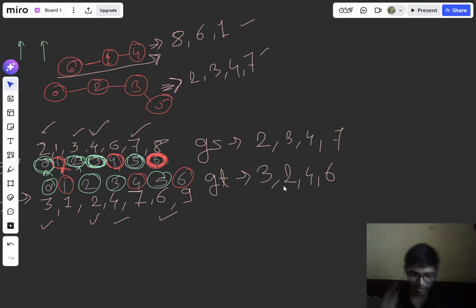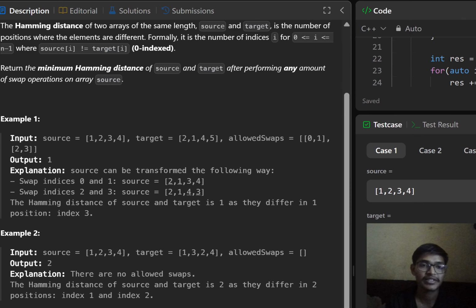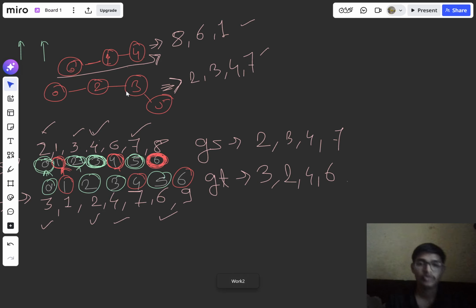Now how will we match them so that we get the minimum Hamming distance? How do we minimize it? To minimize it, we have to shift this 2 to the second index, and 3 to the 0th index.